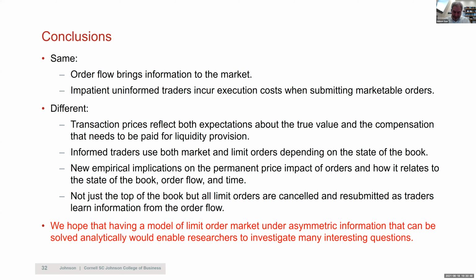And that's really what makes it different, because that's kind of my conclusion. You get the same things like in sequential trade models, that order flow brings information to the market. Impatient and informed traders always lose. But you've got lots of other things, right? You've got the transaction prices that reflect both expectation on the true value and the compensation for liquidity provision, right? It's not the conditional expected value given whatever. Informed traders use both marketable and limit orders depending on the state of the book. We've got new empirical implications on the permanent price impact, how it's related to the state of the book, order flow, time, and we've got lots of cancellation and resubmissions throughout the book.